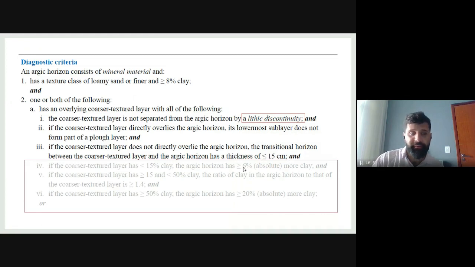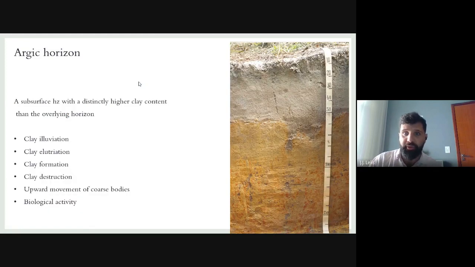The argic horizon possesses some diagnostic criteria, and the first one is that it's a mineral material, so the organic carbon content should be lower than 20%. So even if you find in the field a horizon that presents a higher content of clay in the subsurface, but it also presents a high content of organic carbon, equal to or higher than 20%, it's not an argic horizon, it should be something else, even though it presents a higher content of clay in the subsurface horizon.